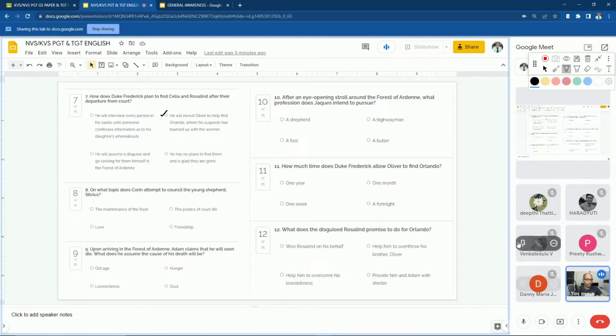Right, she may rejoin. Venkatesh sir, please continue the eighth question. Yeah, sure.